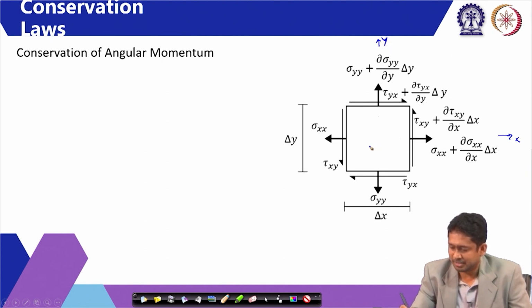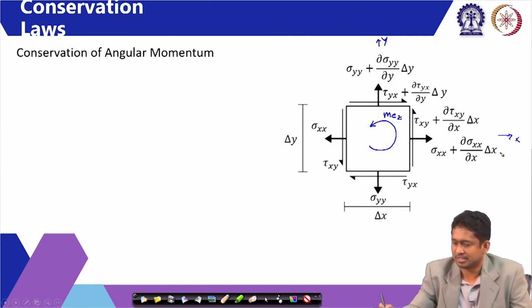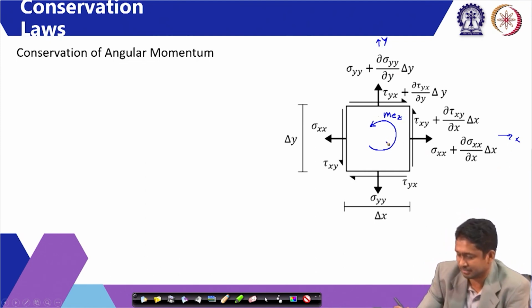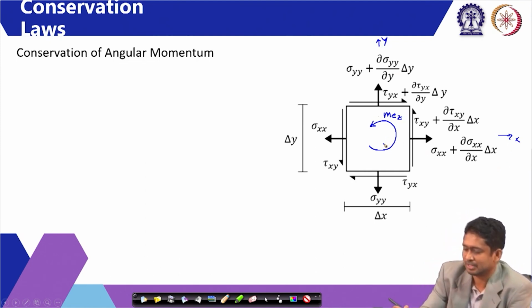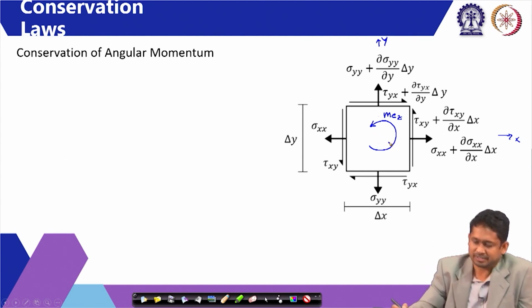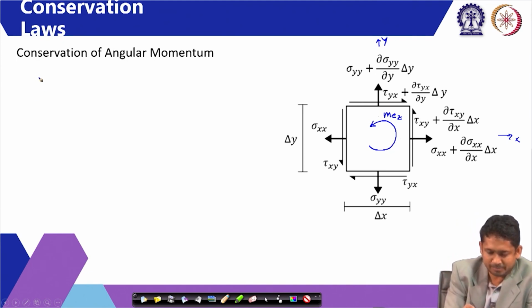Now, here apart from this we will have a body moment which is m e z. So, this is x, this is y, and z direction is perpendicular to the plane. So, with that direction the moment is m e z. So, that is also going to be there. Now, if I first satisfy the moment equilibrium, after satisfying moment equilibrium we get this.